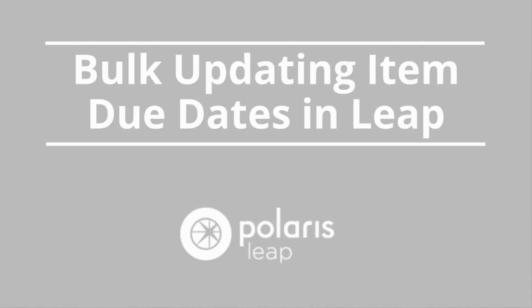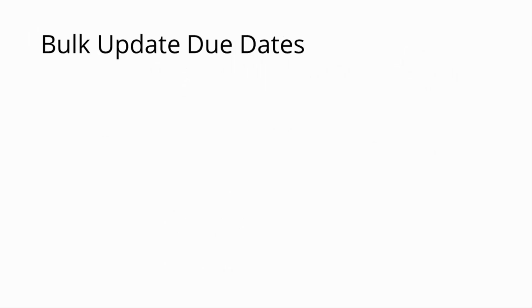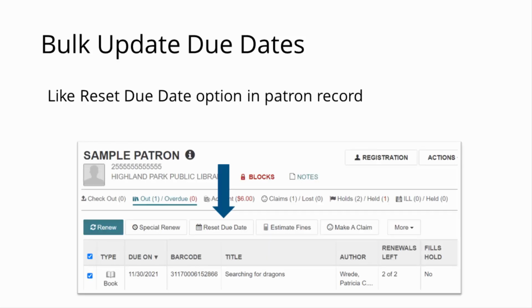As of December 2021, staff have the ability to bulk update item due dates in Leap. This video will review how to bulk update due dates and give important guidelines to adhere to when performing this type of bulk update. The bulk due date update feature is similar to using the reset due date option in a patron's record. However, instead of updating due dates for a single item, it will update due dates for many items at once using a record set.